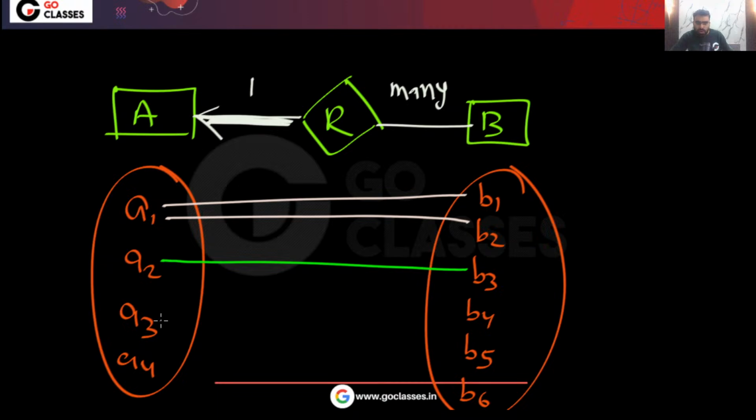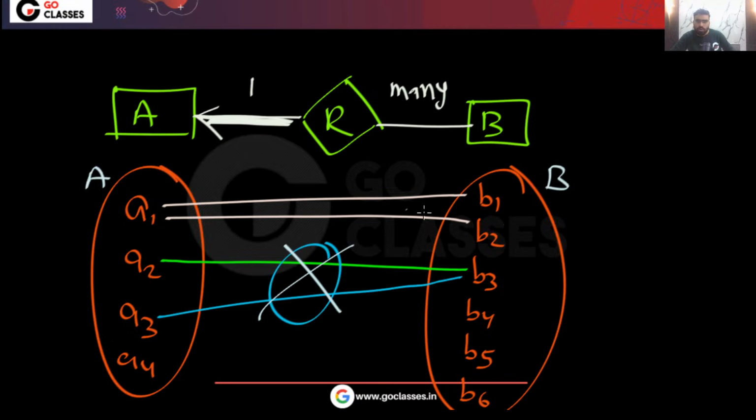So you cannot have this type of thing. Please understand, this is not allowed. Why is this not allowed? Because this is many to one from B to A. This is B, this is A. So from B to A, this is many to one. If you take any entity of B, it will be related to at most one entity of A, because there is partial participation of B.